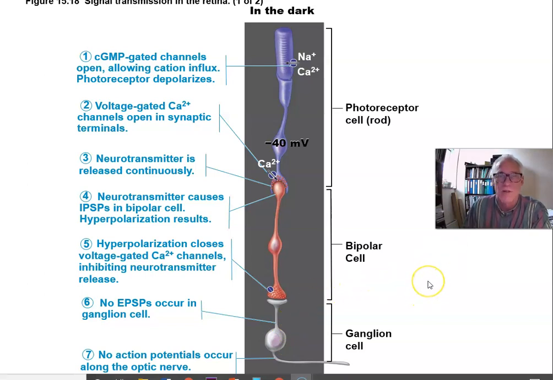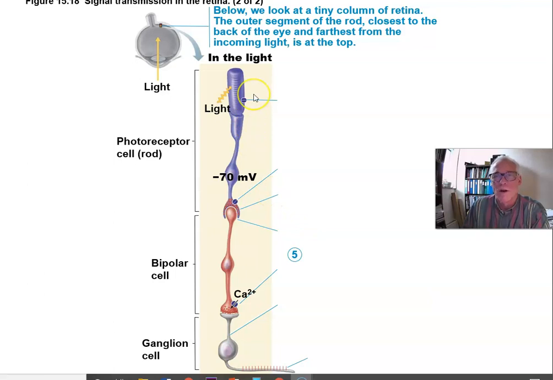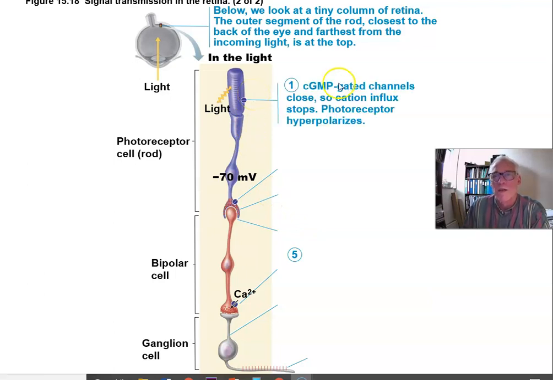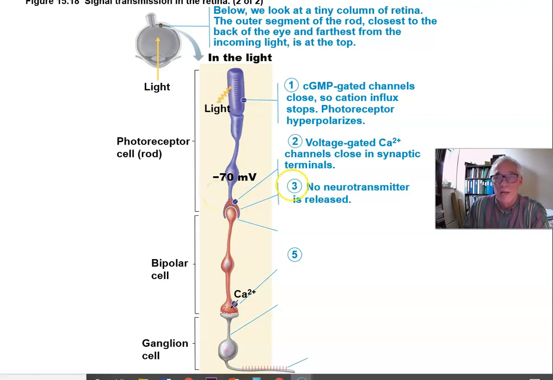Now we're going to turn on the lights. What's going to happen? We turn on the lights, and we said that then, by the action of phosphodiesterase, we're going to get rid of the cyclic GMP, and the channels are going to close. Now what happens? When the channels are closed, the neuron hyperpolarizes, and it's no longer releasing its neurotransmitter because the calcium channels close. And that neurotransmitter, remember, was inhibitory, and it's no longer going to be released.